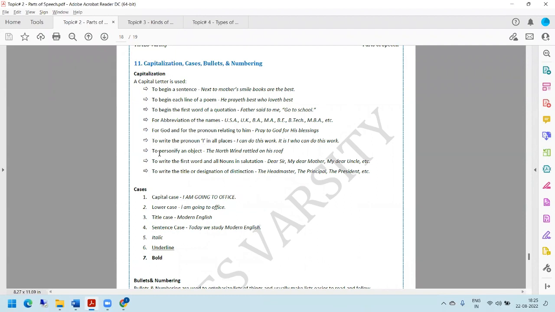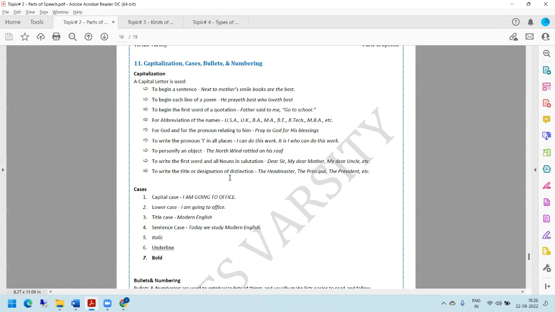Then we have to personify an object, right? The north wind rattled on his roof. To write the first word and all nouns in salutations, like dear sir. So D is capital, sir is capital. Similarly, my dear mother. So M is capital, and in this case, mother is also used as a capital.